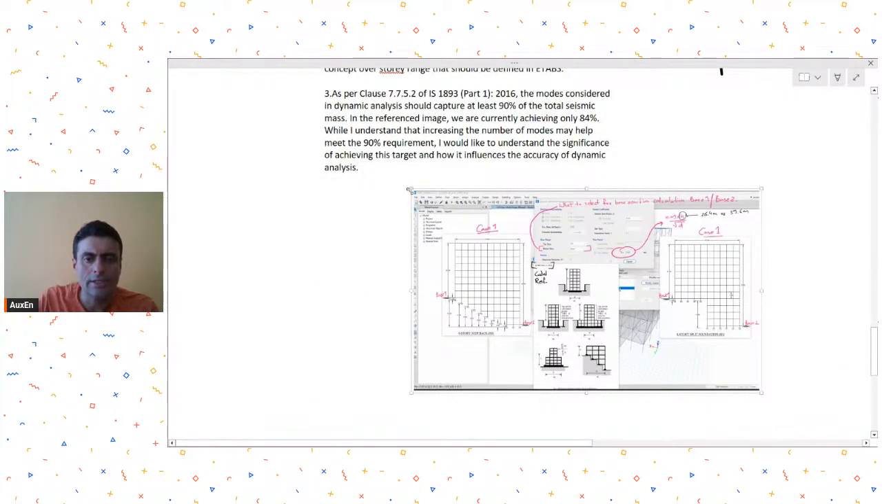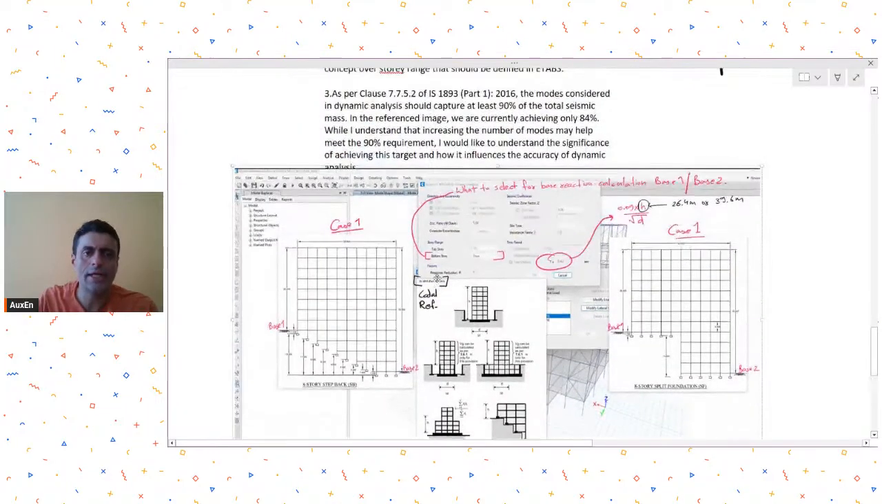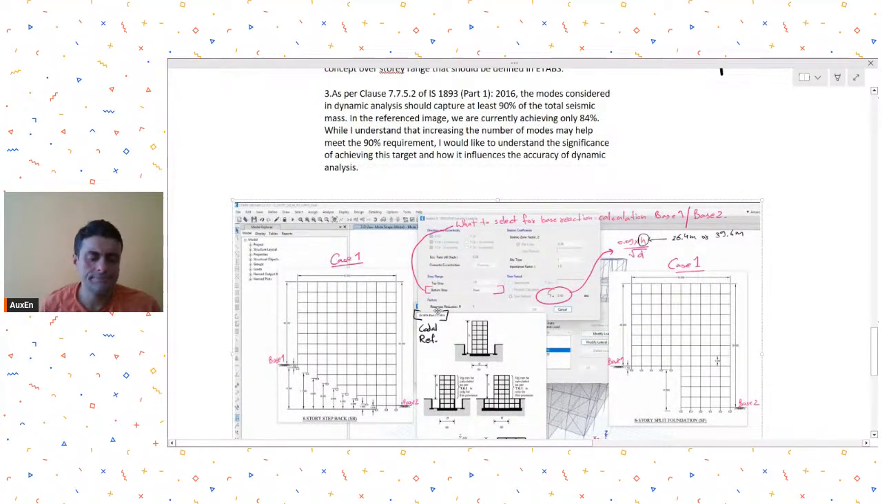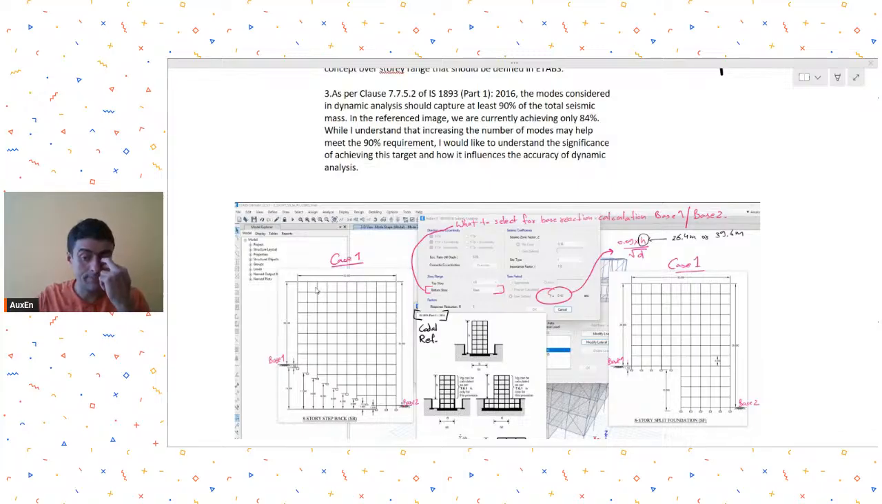So understand a simple logic over here. When you want to calculate the time period, would you like to have higher time periods or lower time periods, which are going to be more critical in your calculations? If you wanted to calculate the horizontal seismic coefficient AH, which time period will give you a more critical AH value, higher or lower? Any calculation where you get lower time periods will give you a more critical AH, isn't it?